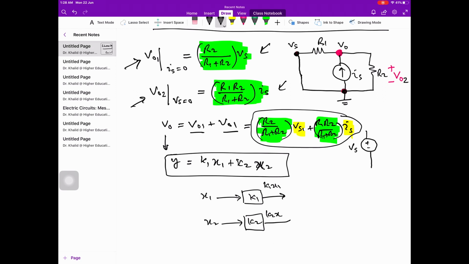In this method, the output will be equal to the input multiplied by the gain shown in the block over here. And now we can express this equation in the form of a block diagram: K1X1 with a plus sign and K2X2 with a plus sign over here, and the output is equal to Y. So this is the principle of superposition.